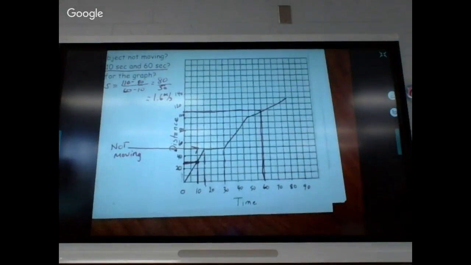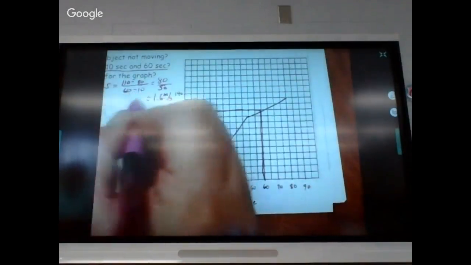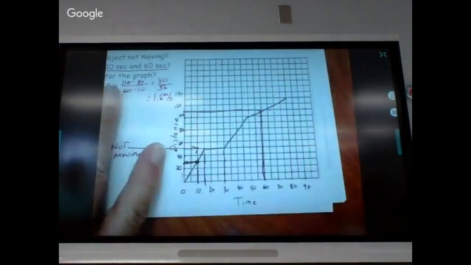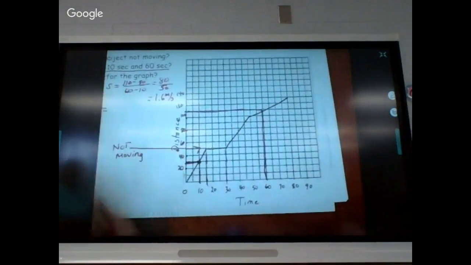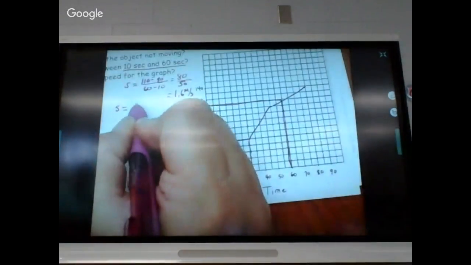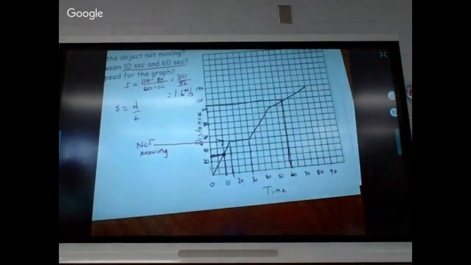Okay. Now the last one. All right. Speed equals distance over time. I get it. Yeah. So how do we do average speed? Where do we go on the graph to get average speed? Where do you think?